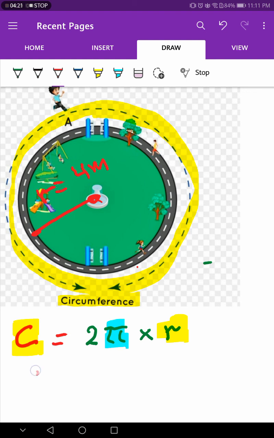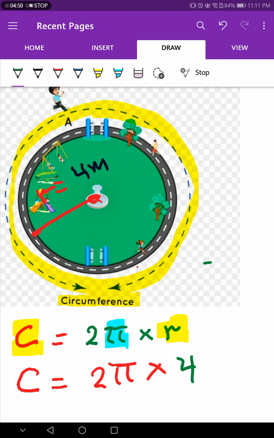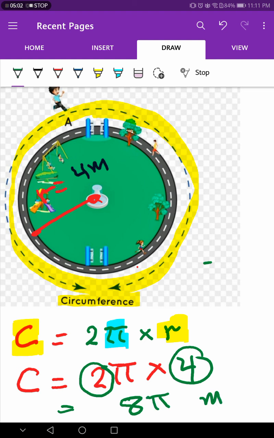C, which is the circumference, equals 2 pi, every time 2 pi. Yes, it is constant, it does not change. It is like a number, it is a number actually. So multiply by the radius this time, which is 4 meters. So put 4 here. Now 2 multiplied by 4 equals 8, and then put the pi, and you are done, and don't miss the unit, meter.